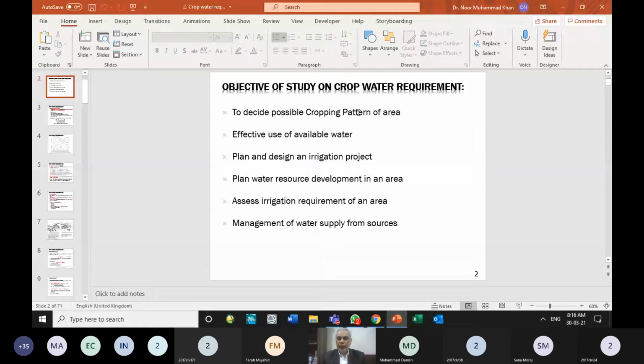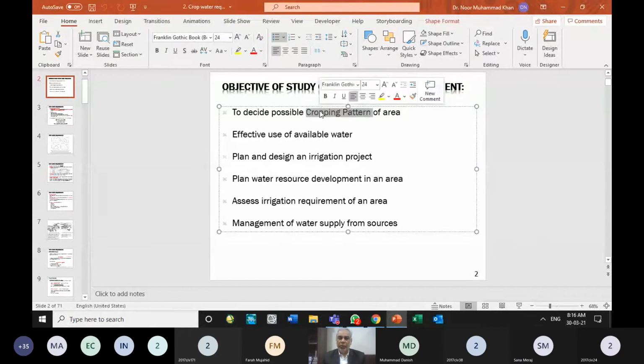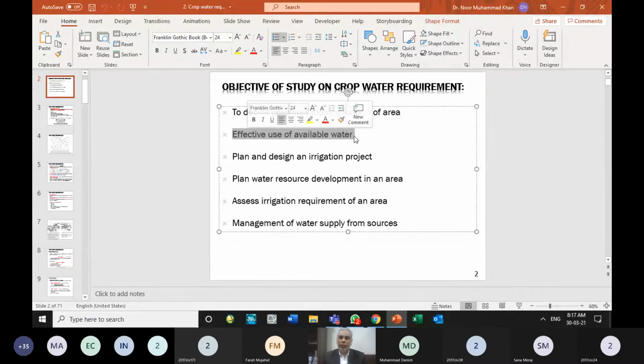So for deciding the cropping pattern, and you know what a cropping pattern is, it is a description of how much area is under a certain crop in a canal command area. For deciding how much area you want to put under a certain crop, and how much area under the other crops, you need to know the crop water requirement. That will also decide the cropping pattern. If we know the crop water requirement for each crop, we can effectively use the available water.